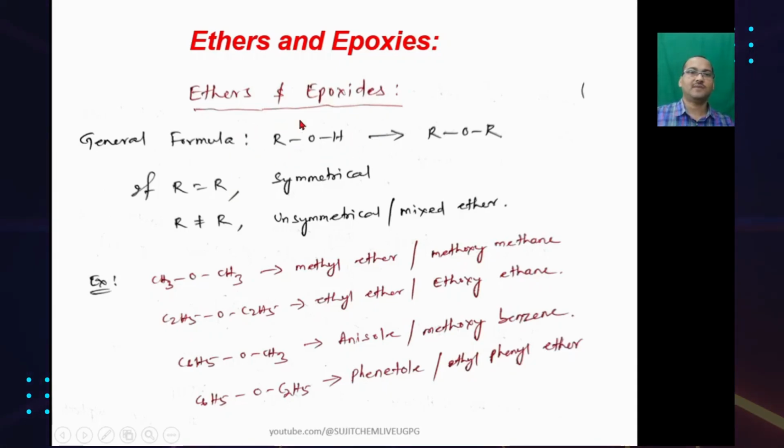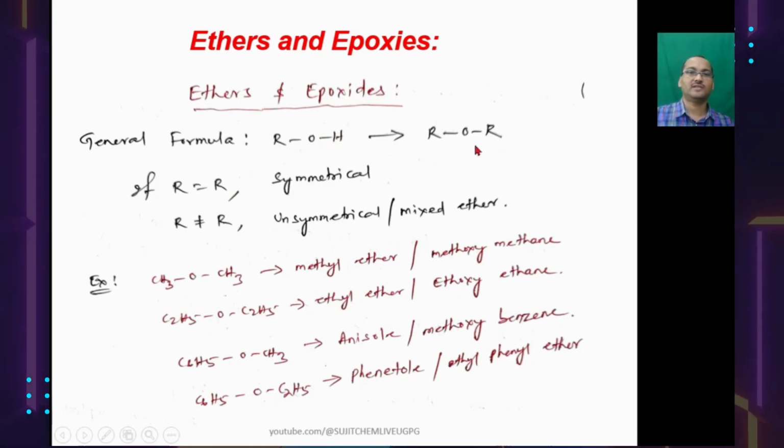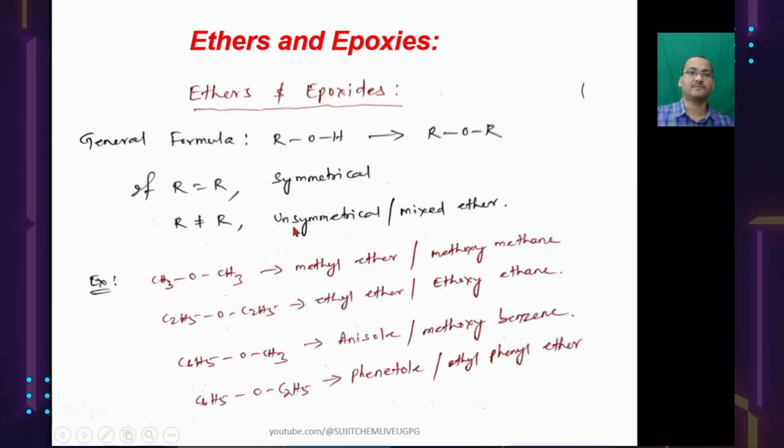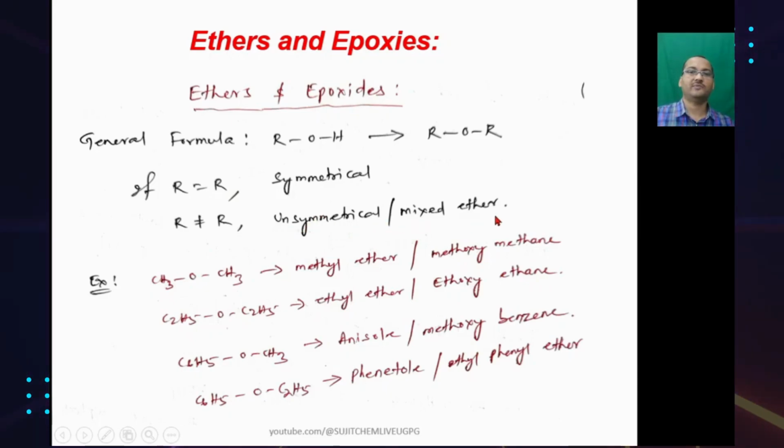So this is the general formula of alcohol that we know, ROH. Now if we simply replace this hydrogen with an R group, that becomes ROR. So this is the general formula of ether. If both the R's are equal, then that is called symmetrical ether. If R and R groups are not equal, then that is called unsymmetrical or mixed ether.